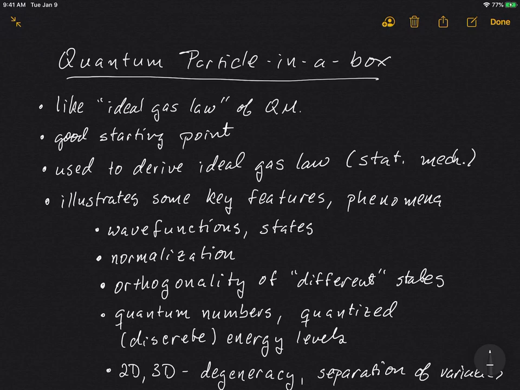Okay, so another thing related to ideal gas law, it turns out that the statistical mechanics derivation of the ideal gas law typically starts from the quantum mechanical particle in a box, from the three-dimensional particle in a box. We'll start off with the 1D case and then move on to 3D.